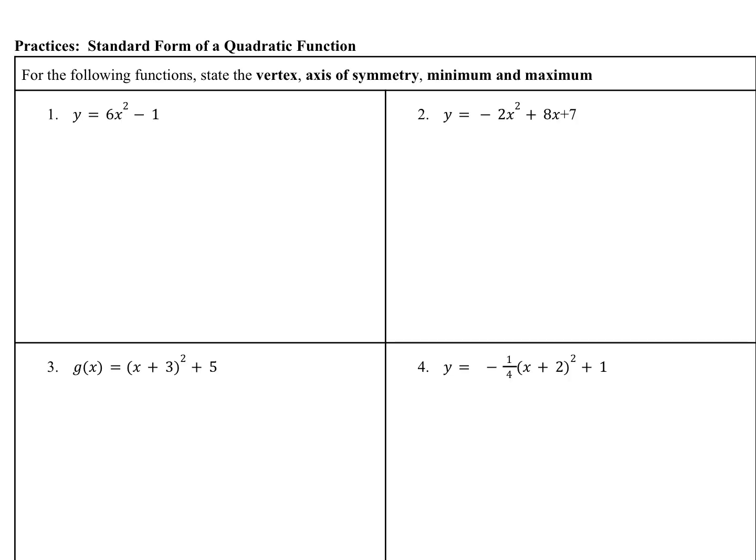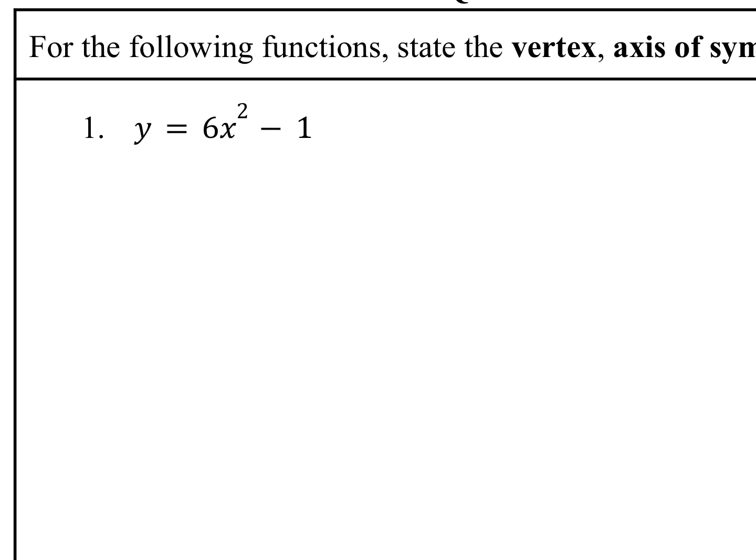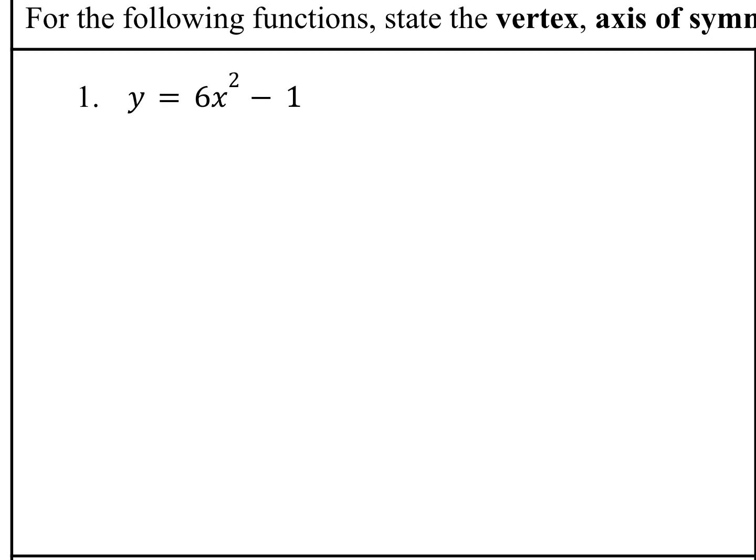Okay, here are practices for the following functions. State the vertex, axis of symmetry, minimum and maximum. Okay, let's look at the first one. First, let's determine our A. So my A here is going to be 6. My B is 0.